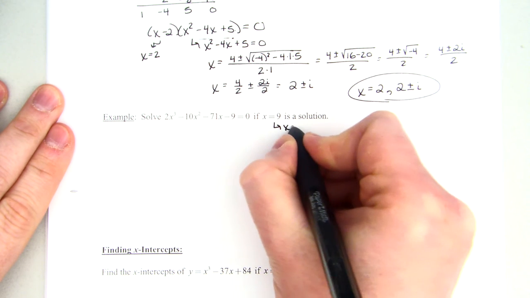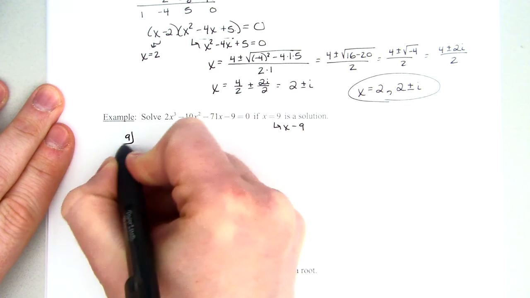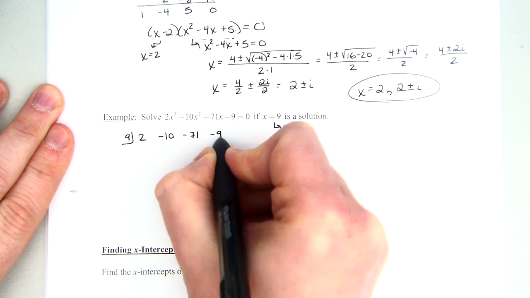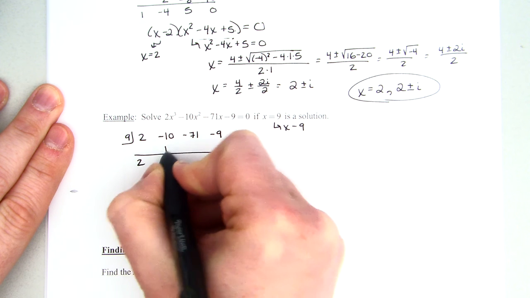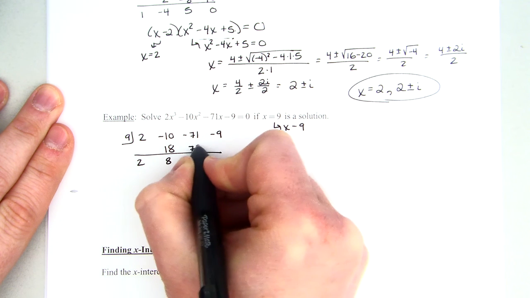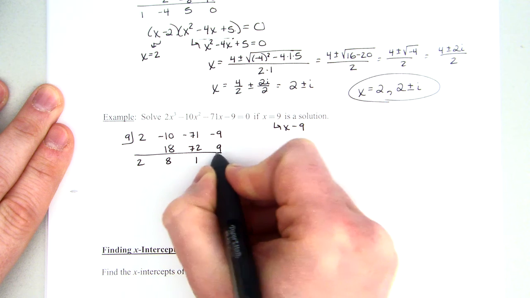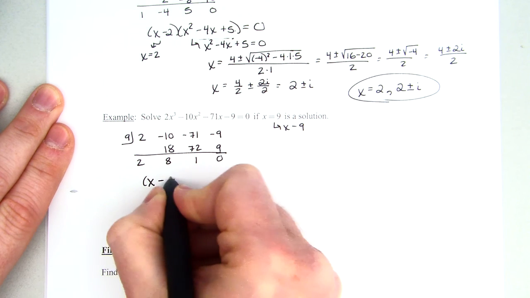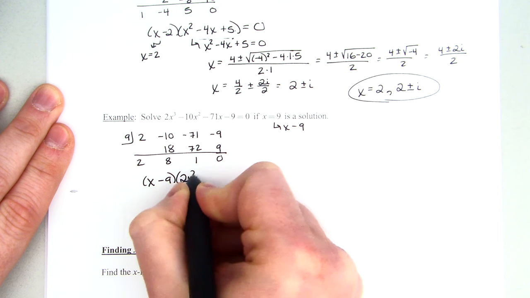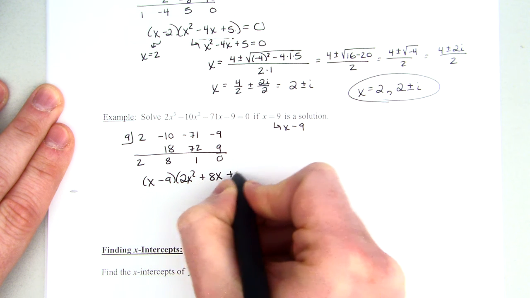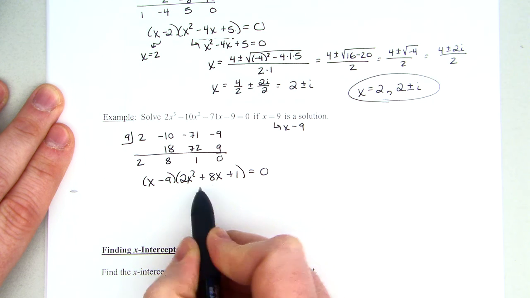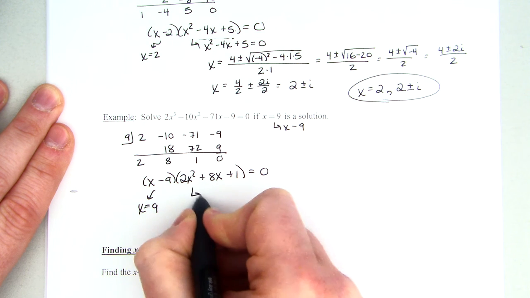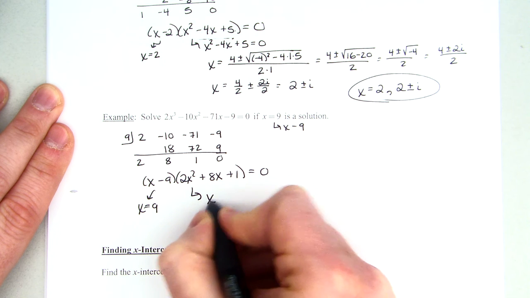So x minus 9 is a factor. I'm going to put 9 in the box and I'm going to divide. Remember, you'd better be getting 0 as a remainder, otherwise that wasn't actually a solution. And I'm going to get x minus 9 times 2x squared plus 8x plus 1 equals 0. No, if you try factoring, you're not going to get anywhere with that. So, as far as this piece is concerned, quadratic formula time.